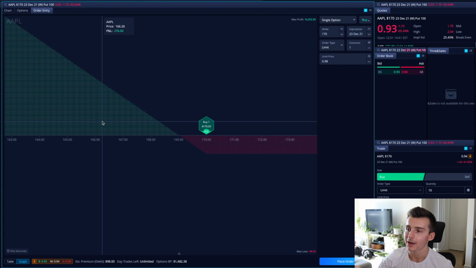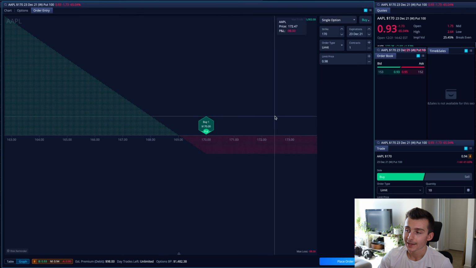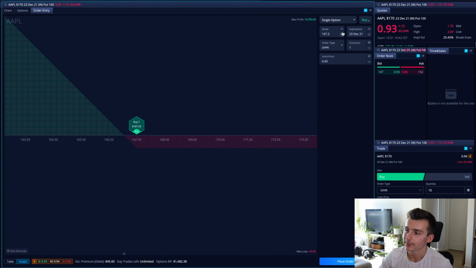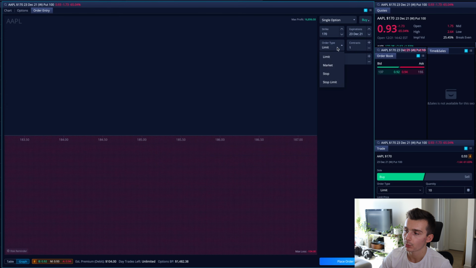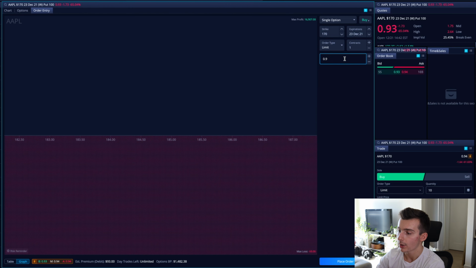That is why I love, absolutely love, the graph feature here on Webull. And like I said, everything is here. I can change my strike price if I would like to. I can change my expiration date. I can change it from a limit order to a market order, whatever I want to do. I go to number of contracts. I can do all of that stuff, guys, here in this window, just like that.